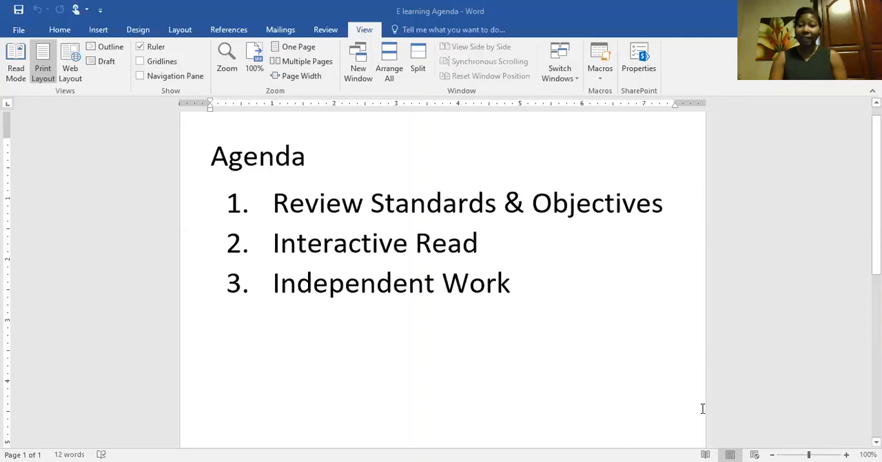Let's take a look at our agenda for today. First, we'll review the standards that this lesson touches on and our objectives. Then we'll do an interactive read, and lastly, you'll do some independent work. So let's get started, shall we?